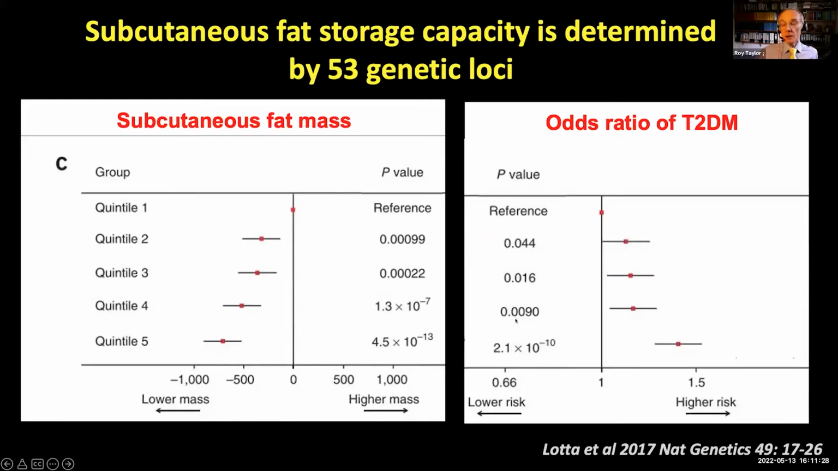But only a couple of years after that, Steve O'Rahilly's group published the proof that subcutaneous fat capacity was genetically determined by 53 genetic loci. Those people with the lowest subcutaneous fat mass had the highest risk of type 2 diabetes, corrected for BMI, etc., of course. And it was determined very clearly by this in a highly important paper in Nature Genetics.